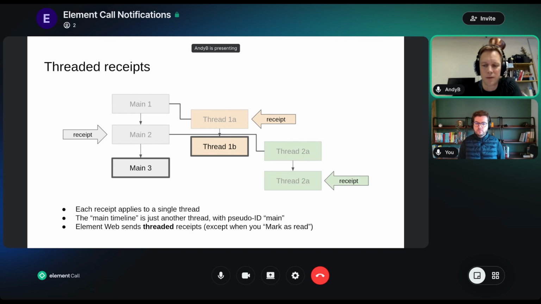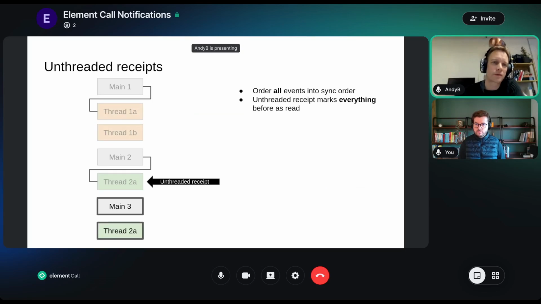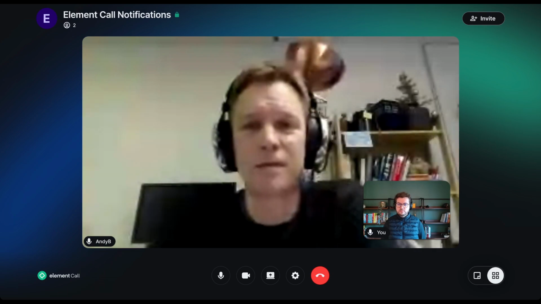And just to complete the picture, we also have unthreaded receipts, which work by imagining all those messages happened in a single line instead of in separate threads. And then we have a receipt which marks things as read before that point in the single line. The reason why that is particularly important is because some of our clients, some of our Matrix messaging programs, don't think about threads. So they only think about things in terms of this unthreaded world. So that's just a reminder of how some of this stuff works.